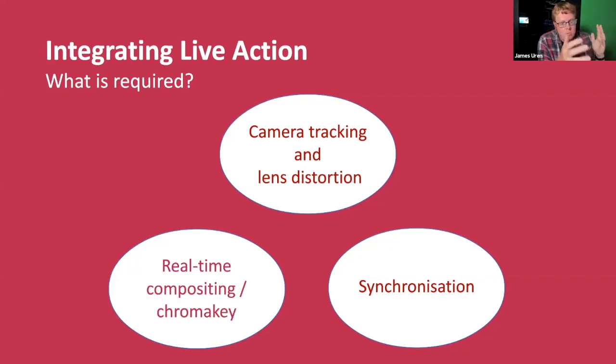We need to be able to composite in real time. Compositing is overlaying the live and the virtual, or the other way around, or sometimes slotting the live in between CG objects, for example. And all of this has to be done with a very high level of synchronization, so when you move the camera, the CG appears to be completely locked to the live.